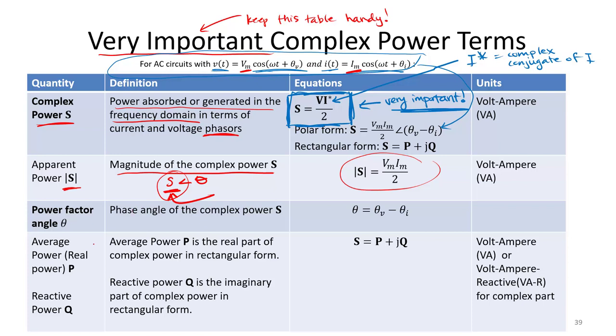Next is the power factor angle theta. So if I write my complex power in polar form, theta is our phase angle of the complex power. So we call that our power factor angle. We'll see later on that this power factor angle is very important. It influences how much of our power will be real and how much of our power will be imaginary.